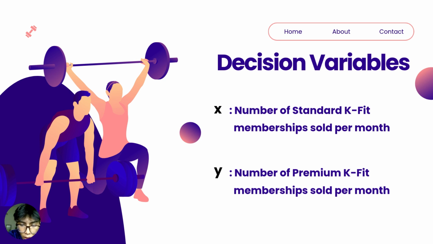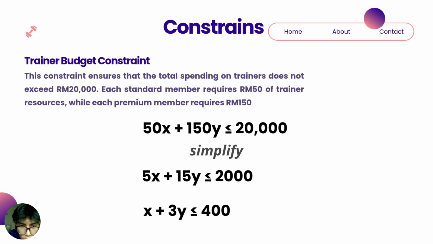Alright, so the first step is we need to know the decision variables. To model this problem, we define two decision variables. Let X be the number of standard memberships sold per month, and let Y be the number of premium memberships sold per month. So our goal is to find the optimal values of X and Y. Now let's look at the constraints that shape our feasible region.